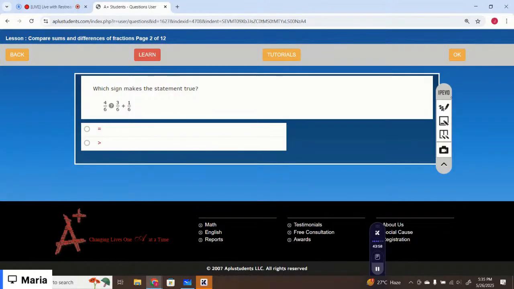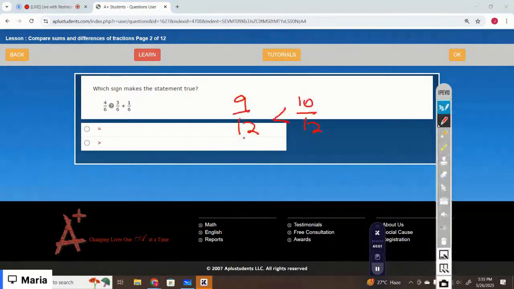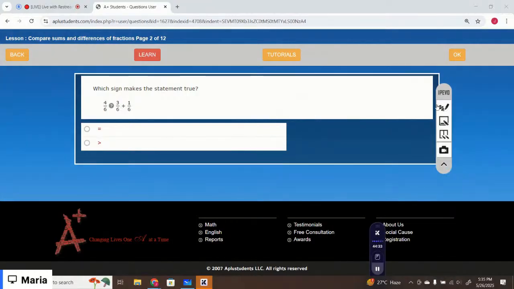Which sign makes the statement true? Just add 3 plus 1 is 4 over 6. 4 over 6 is equal to 4 over 6. Option number 1 is the correct option.